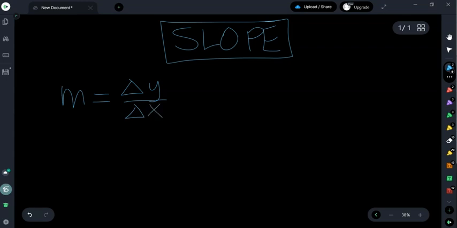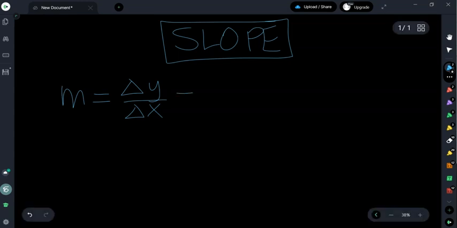A lot of you have probably heard rise over run, and that's okay. But slopes don't always rise, and may not always run in the same direction. So rise over run, you have to be kind of cautious using that. So anyway, that's the formula for the slope, or that's the representation.